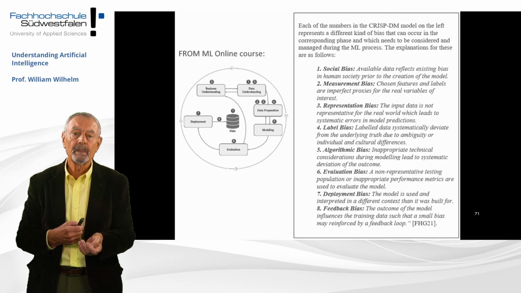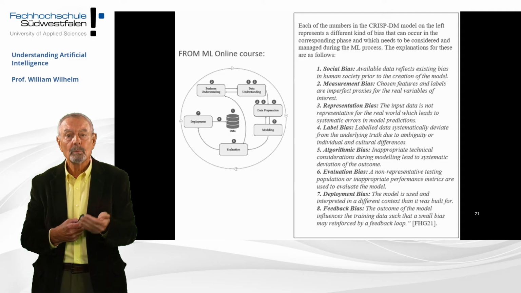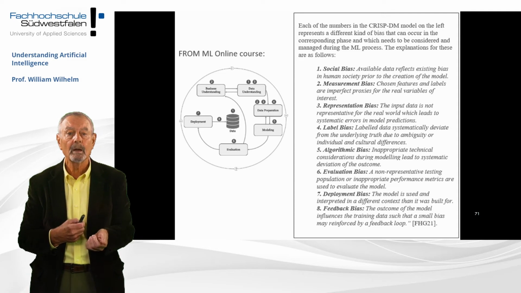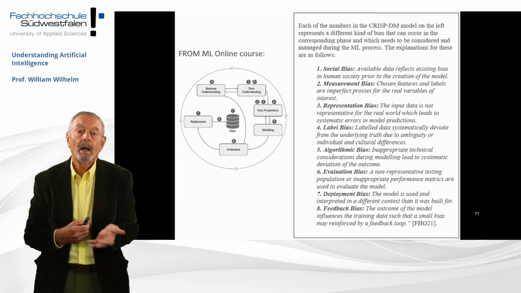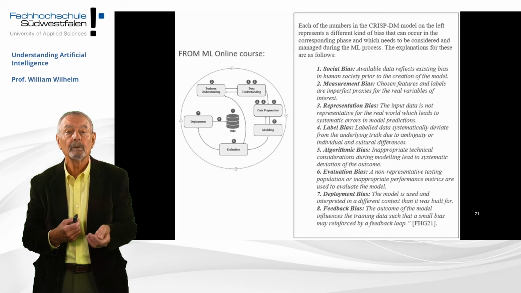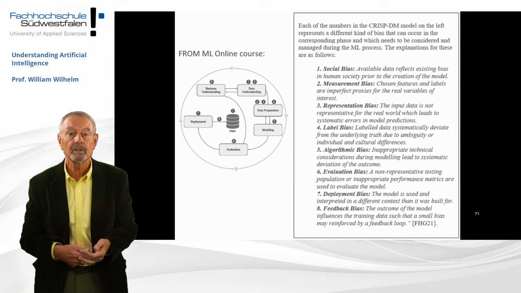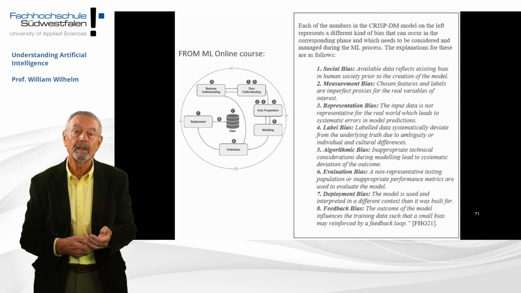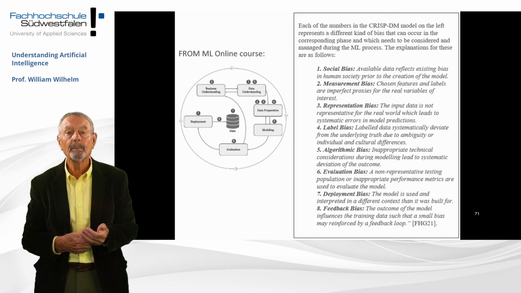Representation bias. The input of the data is not representative of the real world, which leads to systematic errors in model predictions. This happens from the way we define a sample, a population to create a data set. For example, the data used to train Amazon's facial recognition was mostly based on white faces, leading to problematic issues detecting darker-skinned faces.